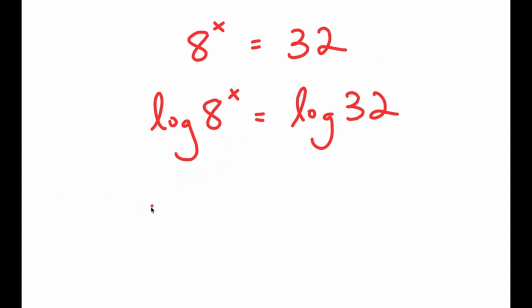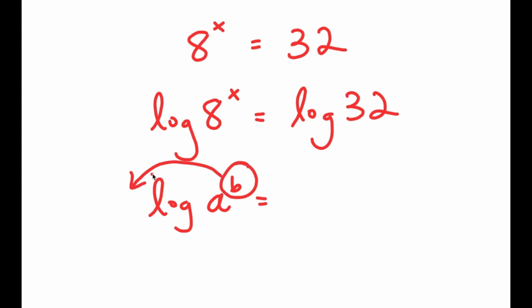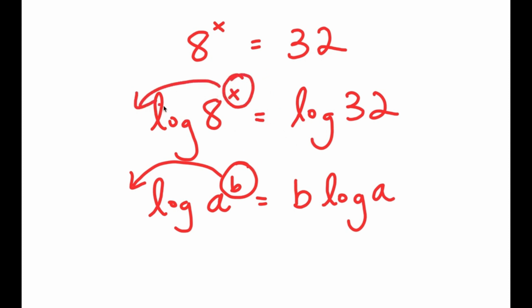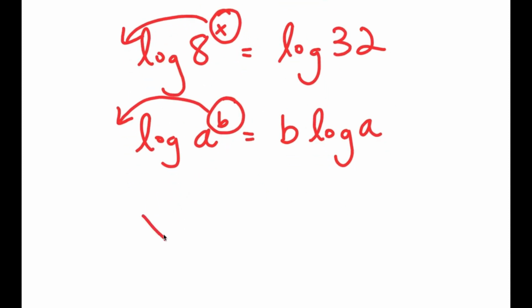And now if I have something in the form log of a to the power of b, I can move this exponent b to the front of the logarithm. So this is turned into b times log a. So log a to the power of b is equal to b times log a. So now in the case of log 8 to the power of x, we can think of x as b, so we can move x to the front of the logarithm. So I get x times log of 8 is equal to log of 32.